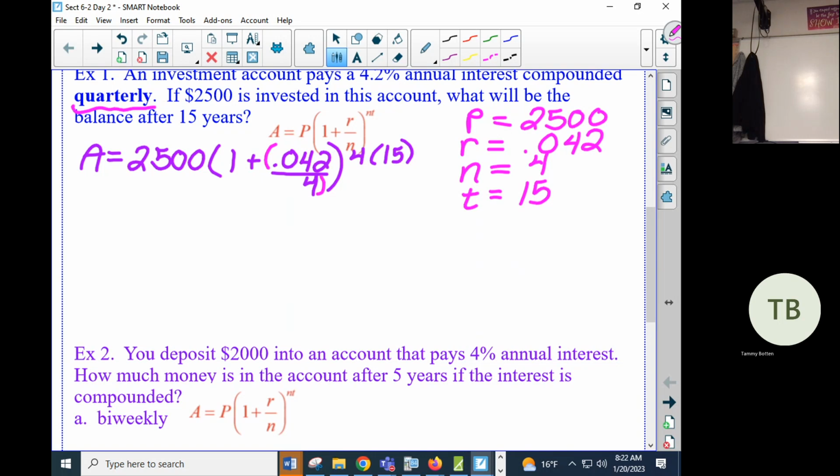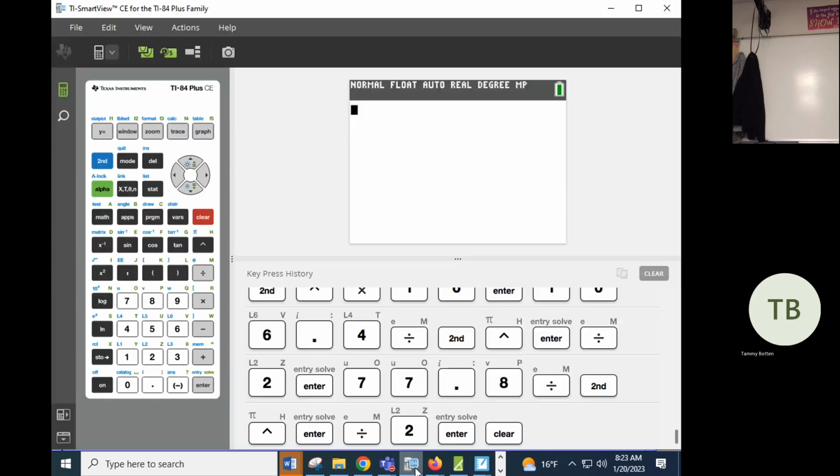And when you do 4 times 15, if you have the color edition one, the CE version, you should not have to do parentheses for this. But I believe if you have an older one, then you do have to do parentheses around that. So let's go ahead and try to do that.